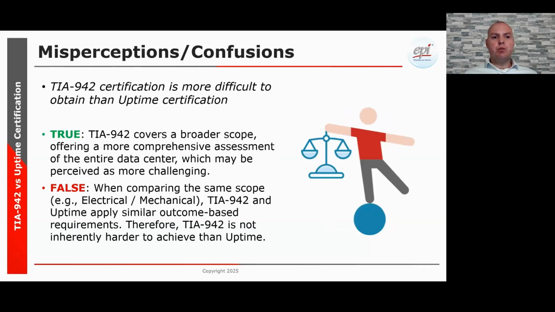The myth: TIA-942 is more difficult to obtain than the Uptime certification. There are several ways of looking at this. Like I said before, the TIA-942 covers a broader scope, offering a more comprehensive assessment of the entire data center, which may be perceived as more challenging. But when comparing the same scope, for instance, electrical and mechanical, the TIA and Uptime apply similar outcome-based requirements. Therefore, the TIA-942 is not harder to achieve than Uptime.